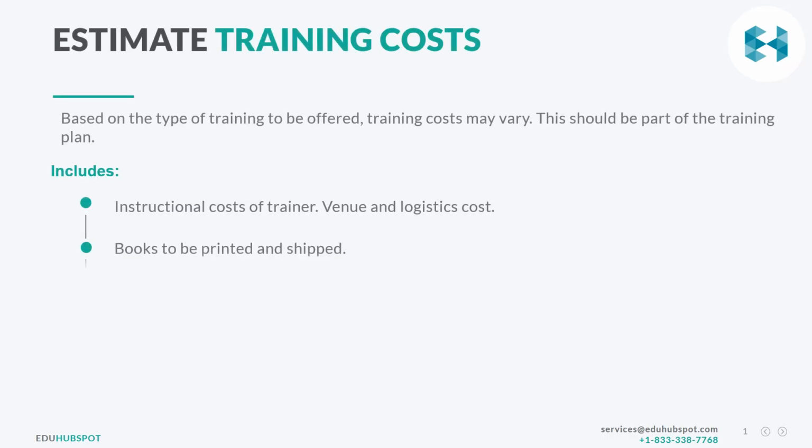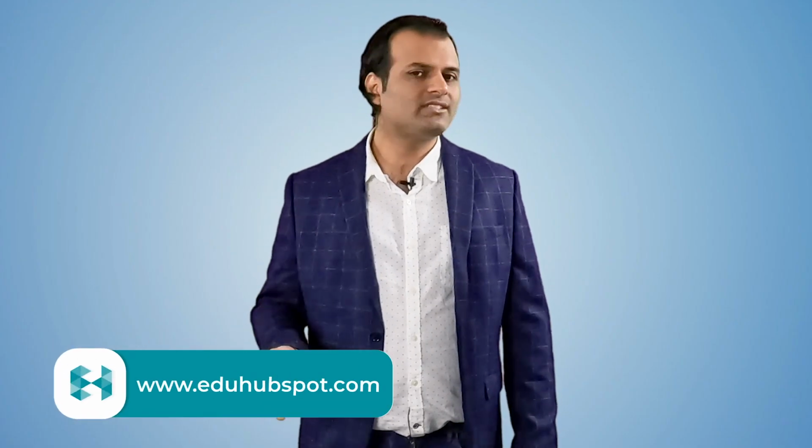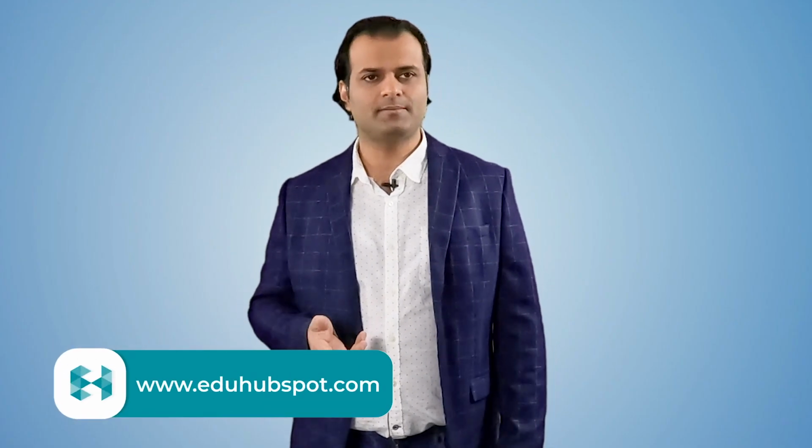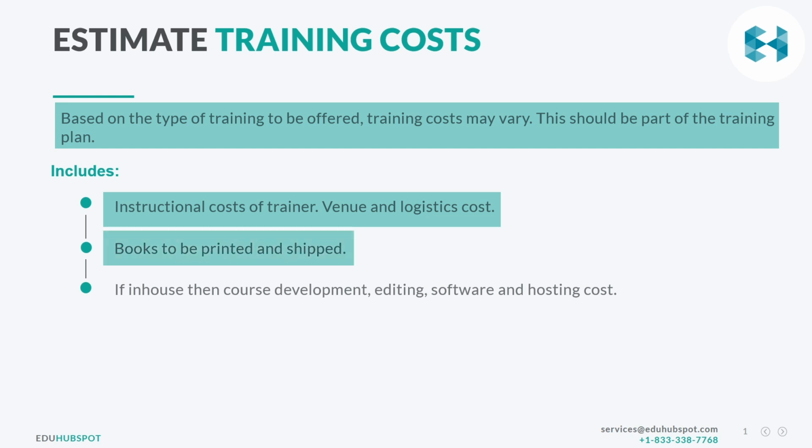What I mean by that is, not everyone can afford it, right? They might not be able to afford the full live class, but they might be able to afford the self-learning cost. So it depends. So estimate that cost. For me, I have a cost for the trainer. I have some logistic costs. If I'm training live, I need to book a hotel, the venue, and so on. Then the books which we need to print and ship. If it's in-house, then editing software, like these videos, which are part of my training program.